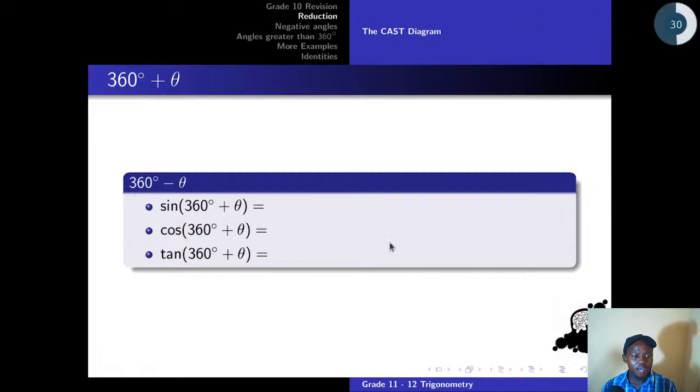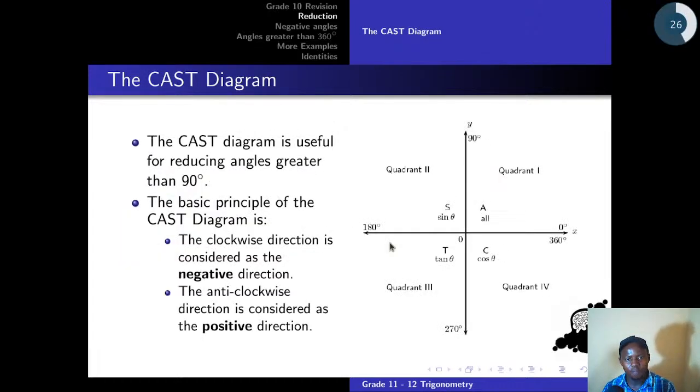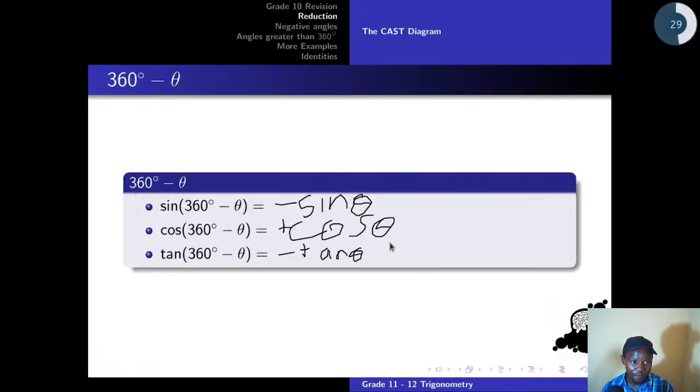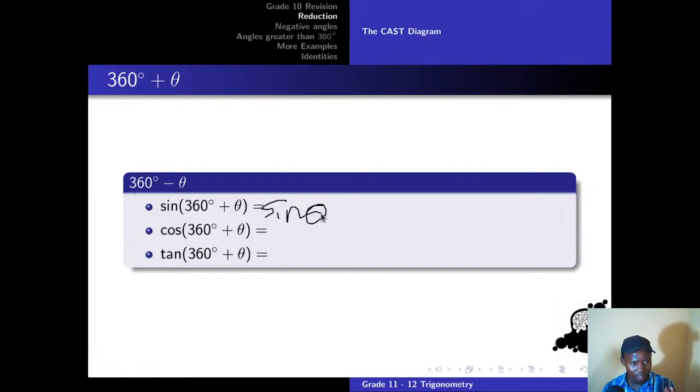When we get to 360 degrees plus theta, according to our CAST diagram, it is in the first quadrant. Therefore, all of the trig ratios are positive in the first quadrant. So, sine of 360 degrees plus theta is a positive sine of theta. Cos of 360 degrees plus theta is a positive cos of theta. Tan of 360 degrees plus theta is a positive tan of theta.